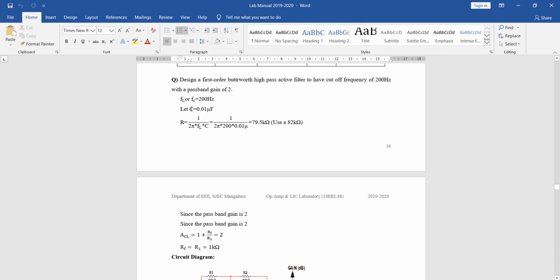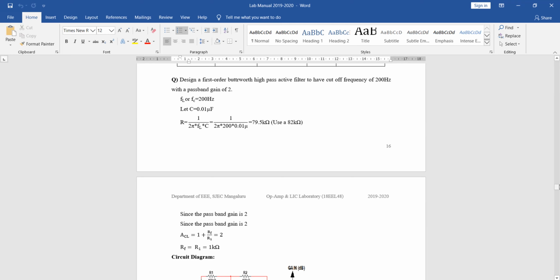So here FL or FC is given as 200 Hz. What we will be doing here is we will select the value of capacitance C as 0.01 microfarad, using the expression FL is equal to 1 over 2 pi R C. Knowing the values of FL and C, we calculate the value of R. R is equal to 79.5 kilo ohms. So we use a standard value, which is 82 kilo ohms.